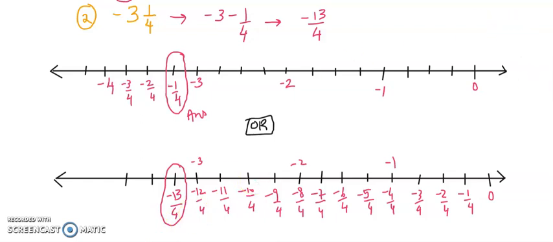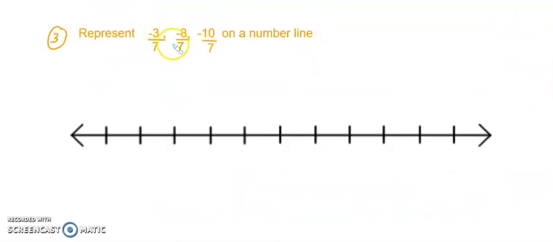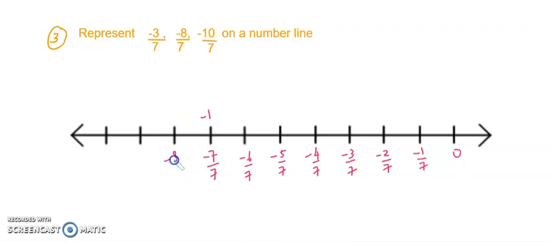Okay, the next question is we have to represent negative 3 by 7, negative 8 by 7 and negative 10 by 7, all the three rational numbers on the same number line. So let's mark first. Okay, so 0, then negative 1 by 7, negative 2 by 7, negative 3 by 7, sorry, negative 7 by 7 we can represent it by 1, right? Because it's negative 1. Okay. Then negative 8 by 7, negative 9 by 7, and negative 10 by 7.